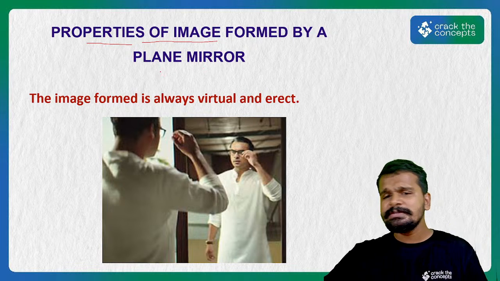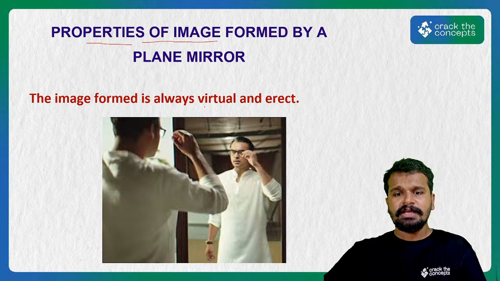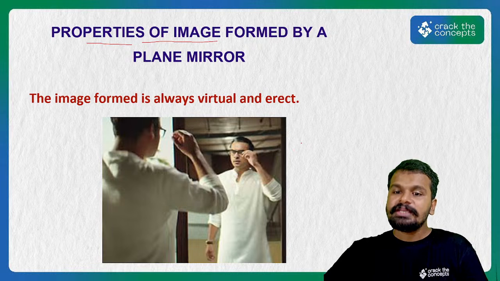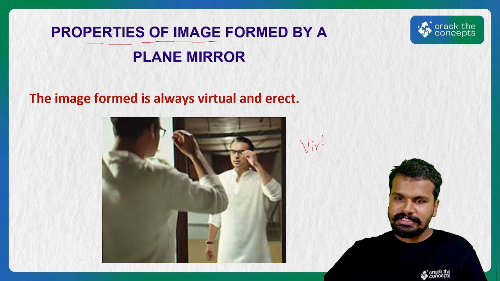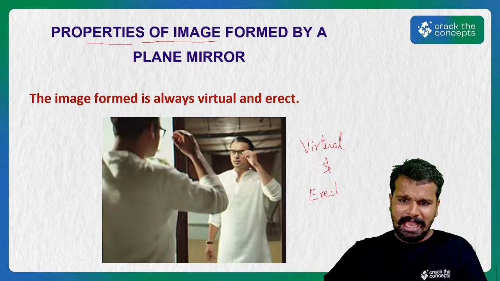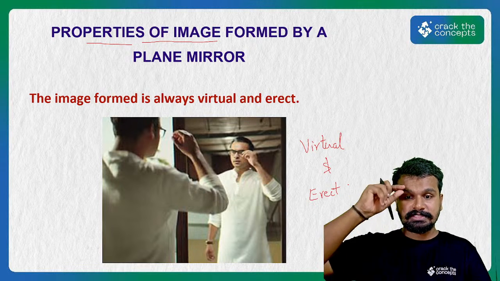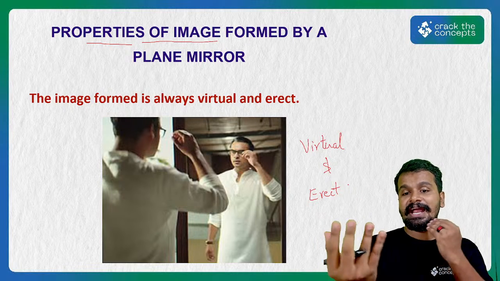It is very simple because you can actually relate to it. One is that it is virtual and erect. The image formed is virtual and erect, as I had already told you in the previous slide. As you can see, Tovino Thomas is standing like this and his head is not upside down.